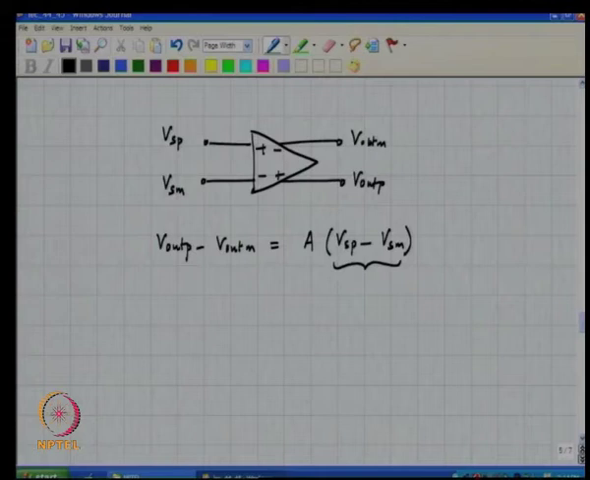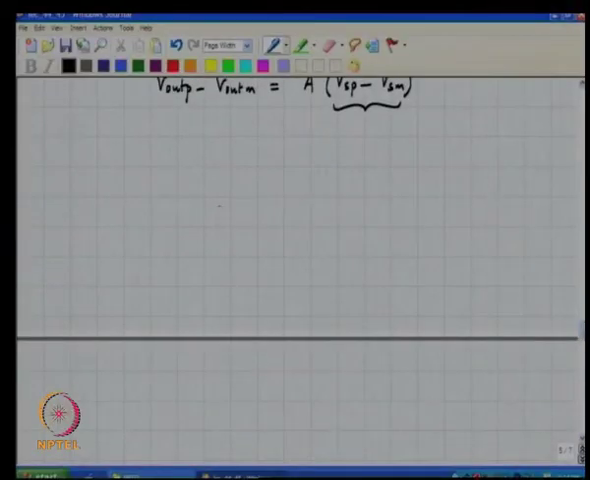So in other words, we are interested in amplifying the difference between VSP and VSM. Now whenever you are asked to amplify the difference between two voltages, what is the first circuit that comes to mind? The differential pair. So let us start along those lines.